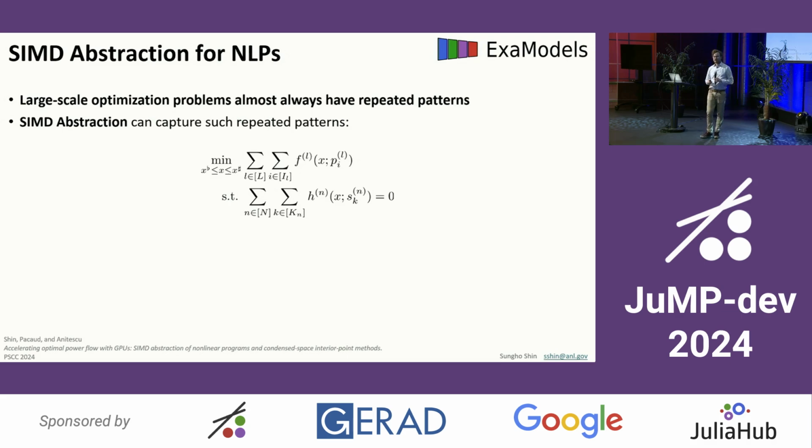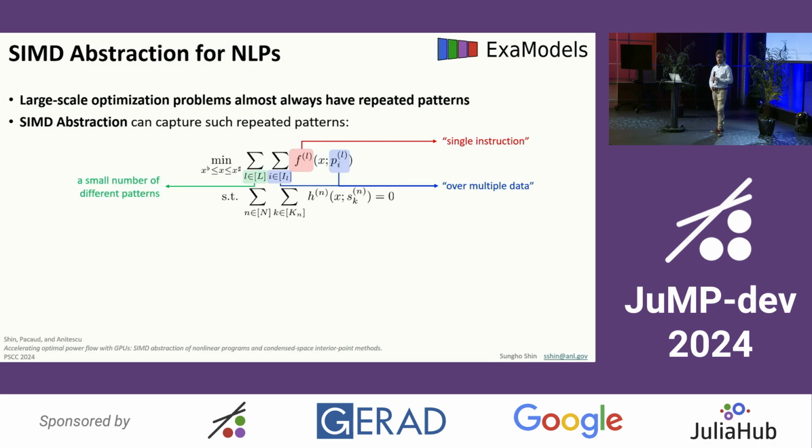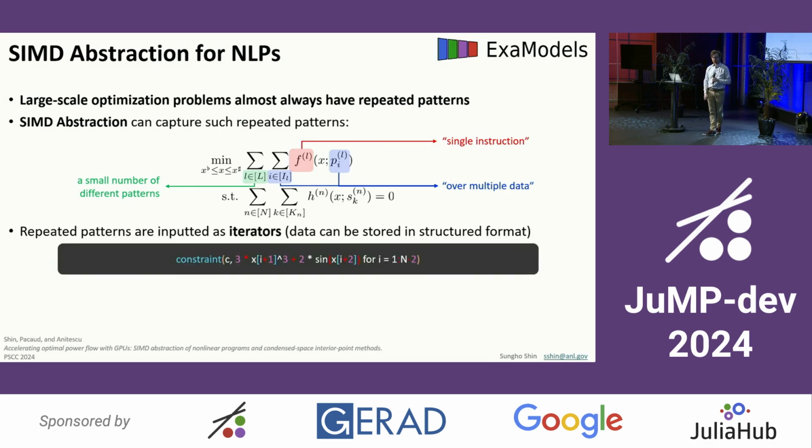So they came up with this SIMD abstraction, which basically captures this single instruction, that structure, F, over multiple data, the data that repeats this. And hopefully you have a small number of patterns. That's the key assumption they have. This might be like 20, 30, maybe up to 50 constraints that have these unique patterns. And so their native syntax is you can have a constraint object with the instruction, the basic algebraic form, over some iteration data.